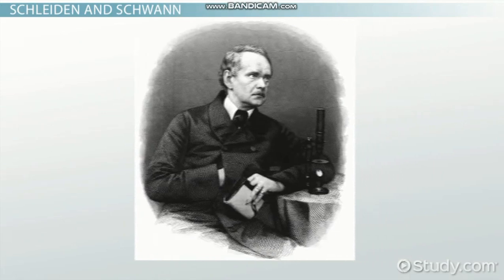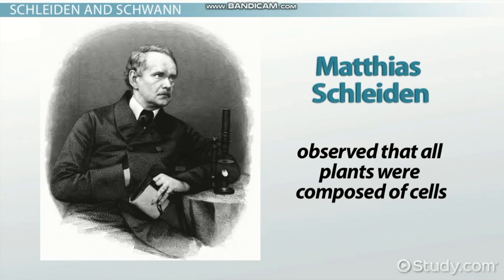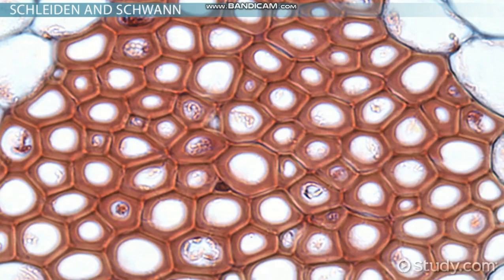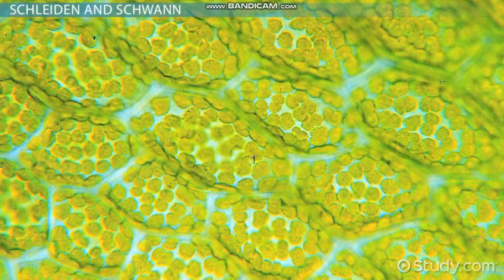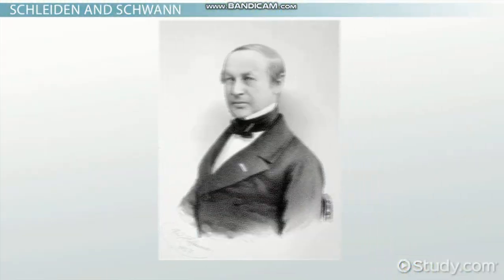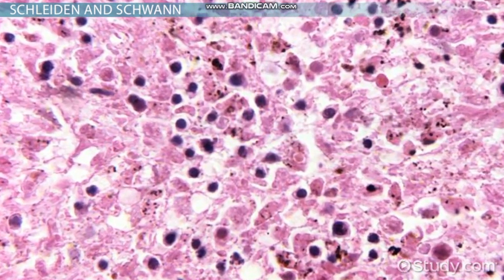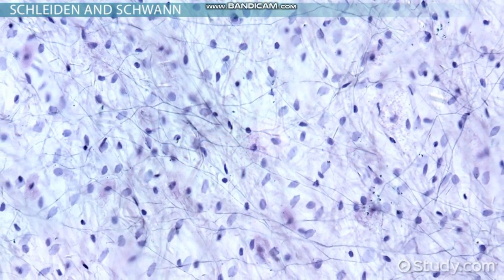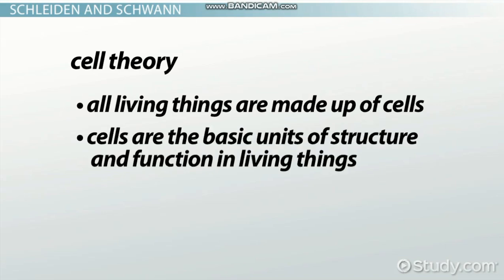In the late 1830s, a German botanist named Matthias Schleiden observed that all plants were composed of cells. From this observation, he made the first general statement about cells. He theorized that cells were the basic building blocks of all plants. Soon after Schleiden's observation, a German zoologist named Theodor Schwann found that all animals were also composed of cells. Schwann modified Schleiden's theory to create what would become the first two parts of modern cell theory. All living things are made up of cells, and cells are the basic units of structure and function in living things.